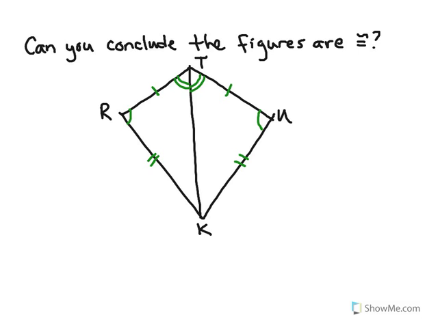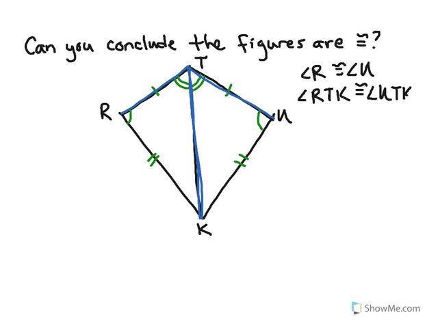So I know that angle R is congruent to angle U, okay, because they have the same amount of arc marks. And I know that angle RTK, I'm going to highlight that in blue so you can see it, RTK is going to be congruent to angle UTK. So that's good, but then what about this pair of angles at the bottom where K is?